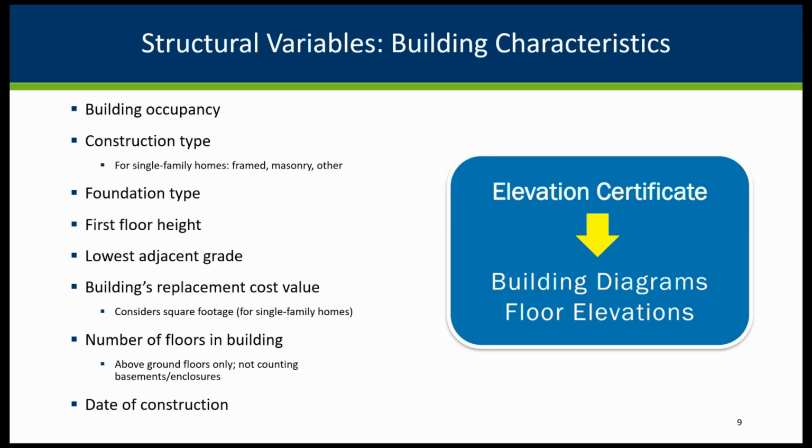First floor height is going to be the first floor above the lowest adjacent grade. That lowest adjacent grade is the lowest place where the ground touches that building. The replacement cost is a factor now, which does get at some of the equity. In the past, people were rated the same no matter the value of the building. In reality, that meant that people with big, expensive buildings were getting a better deal, because a foot of flooding in a bigger building meant more damage. And so that's now taken into consideration.